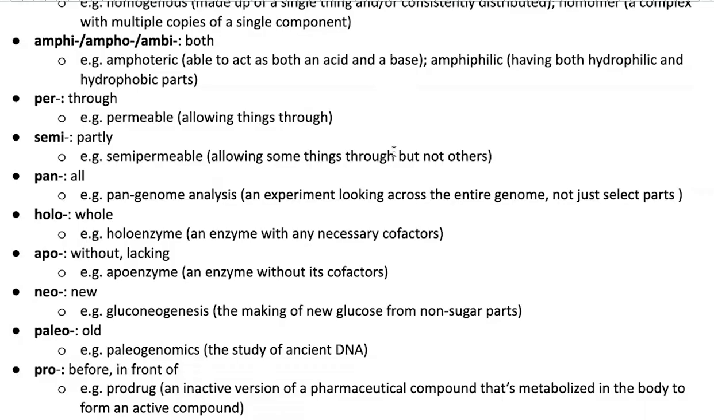Per, this means through. So if something is permeable, it allows things through. Sometimes things will be semi-permeable, so they'll allow some things through, but not others. Thankfully, we've got that word semi, which means partly.